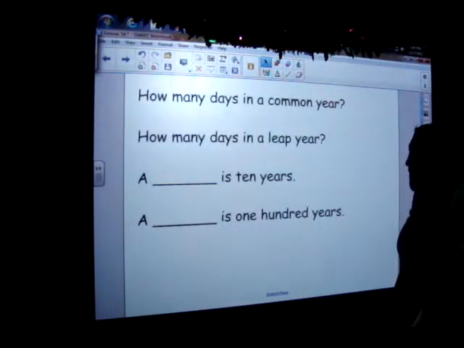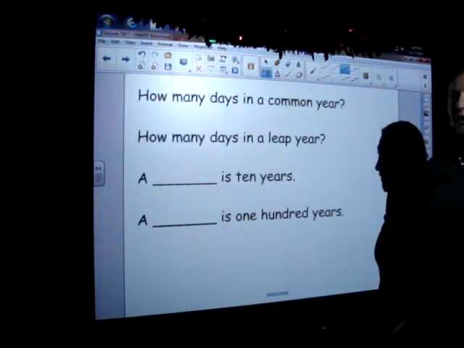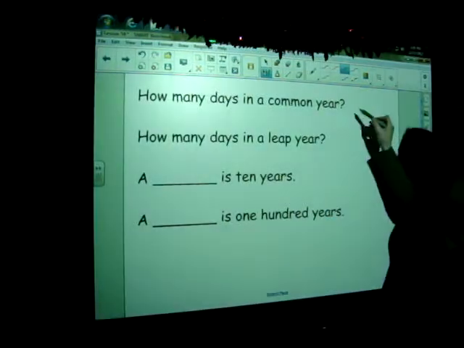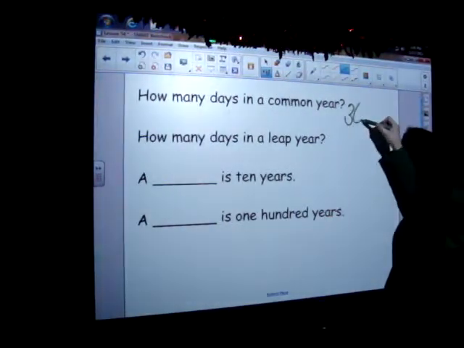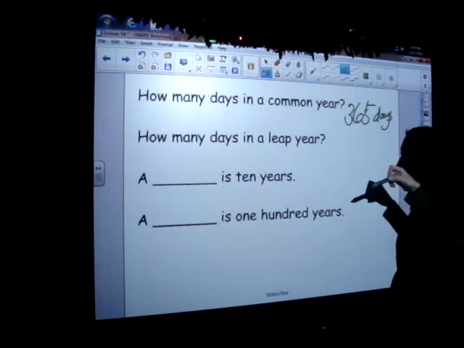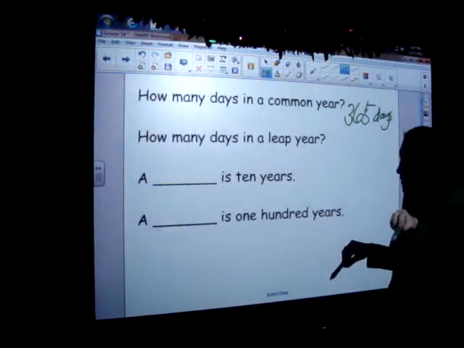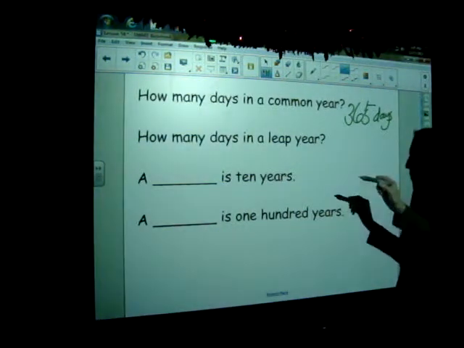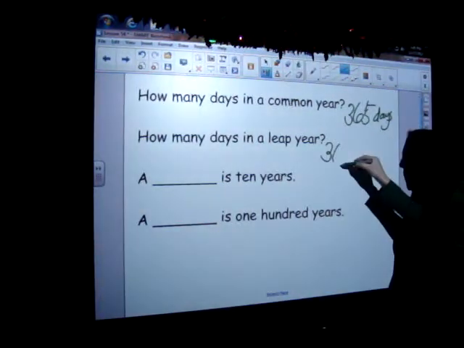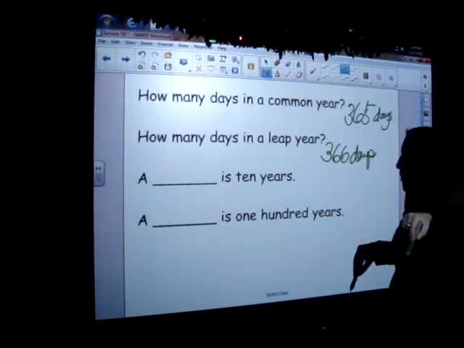So first, just think, how many days are in a common year? Go ahead and answer that. There are 365 days in our typical year. And in a leap year, how many days do we have? So go ahead and answer that. You should have said we have 366 days in our leap years.